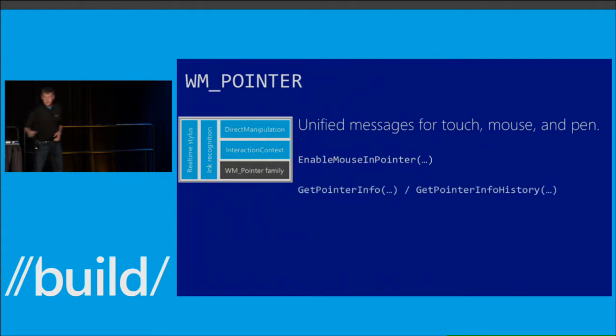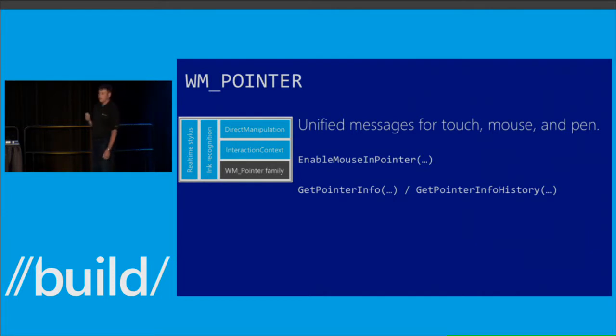All right. And the way you do that is through GetPointerInfo. And it provides you information like what type of device did this come from? Was it a touch, a mouse, or a pen? What are the screen coordinates? It also provides a unique identifier as well as a handful of other properties.